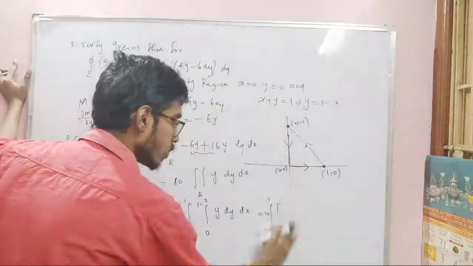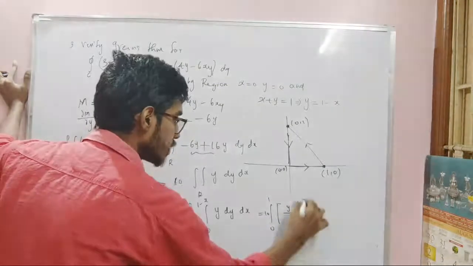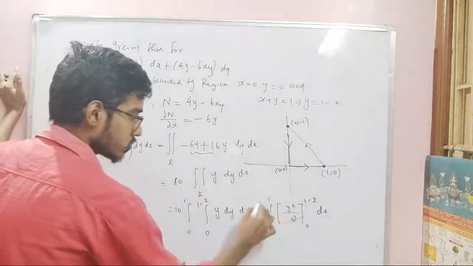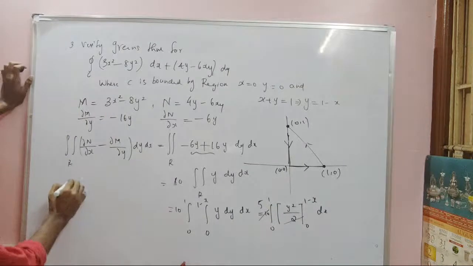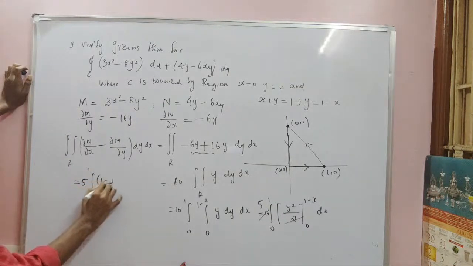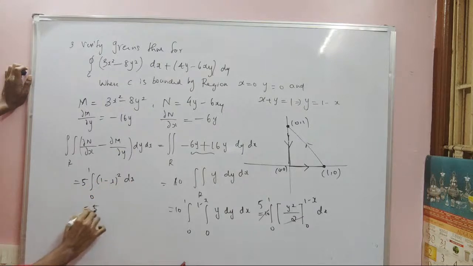So this will be 10 times the integral from 0 to 1. The integral of y dy is y square by 2, with the limit from 0 to 1 minus x, dx. So I can cancel this 2 and 10, and we have 5 times the integral from 0 to 1 of 1 minus x whole square dx. So we need to integrate this.